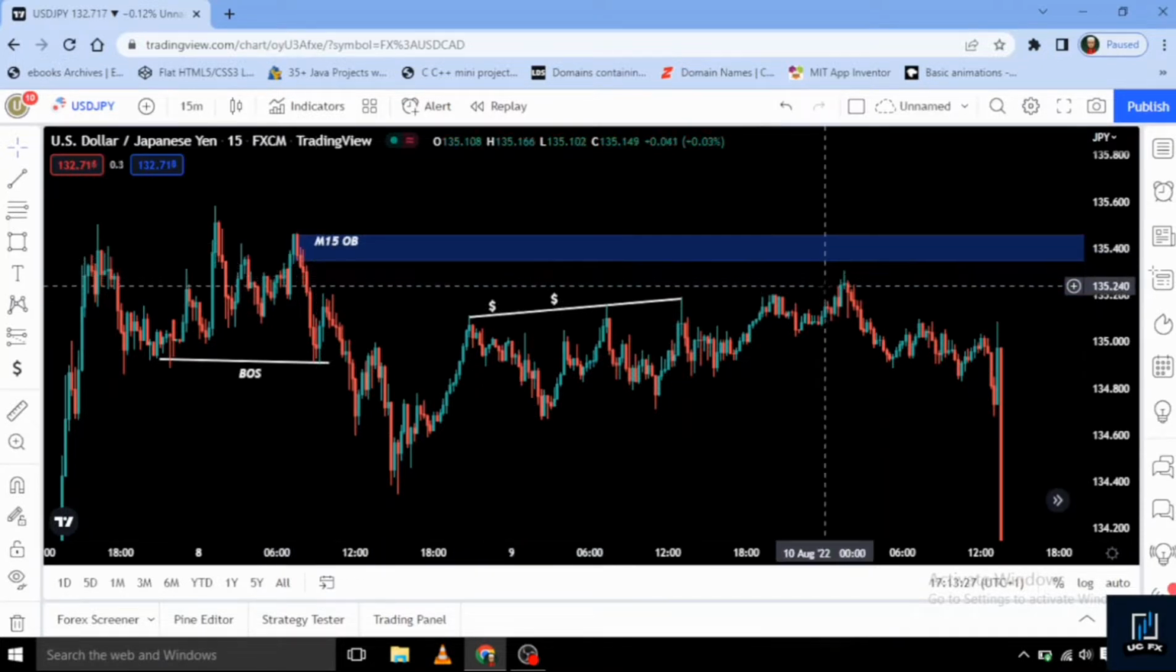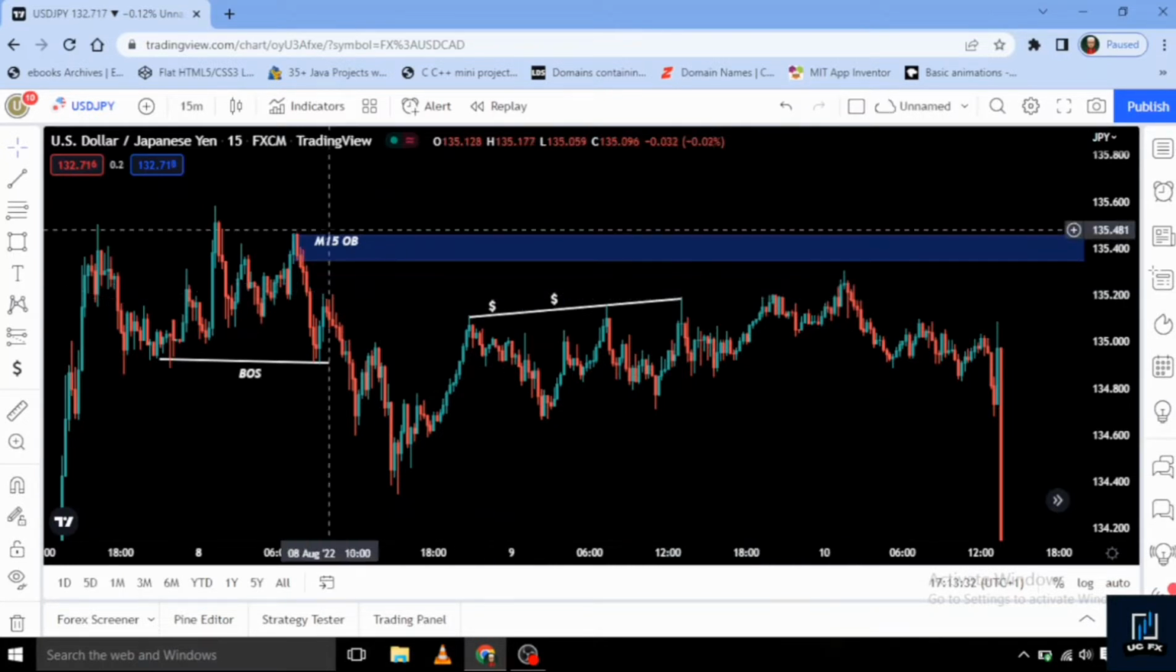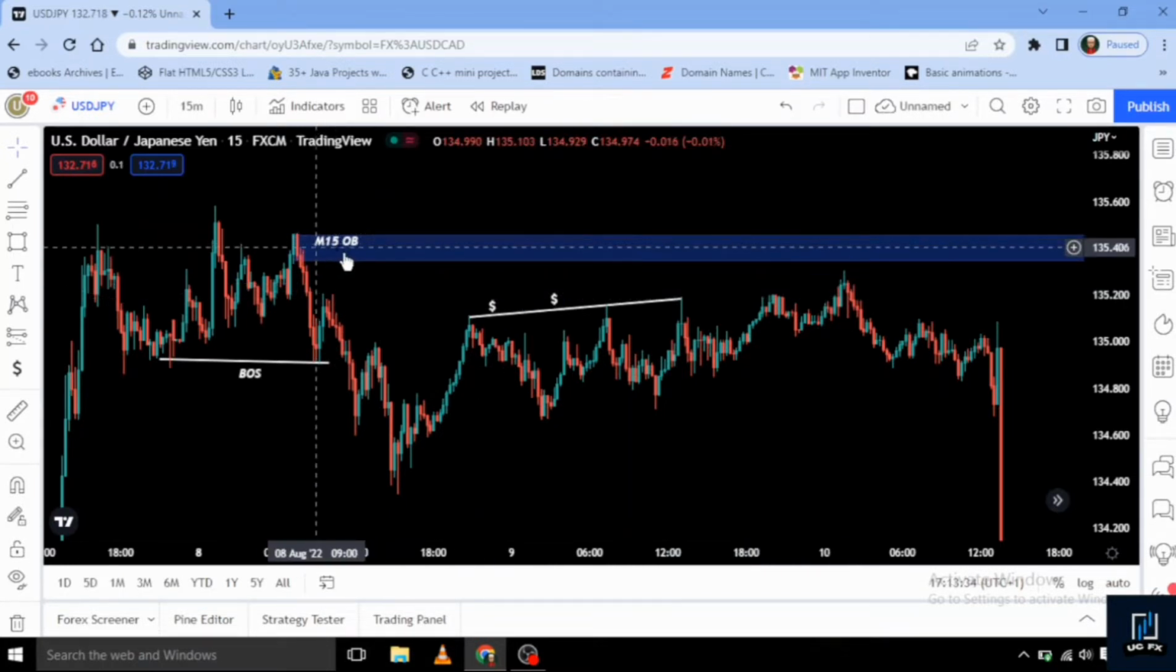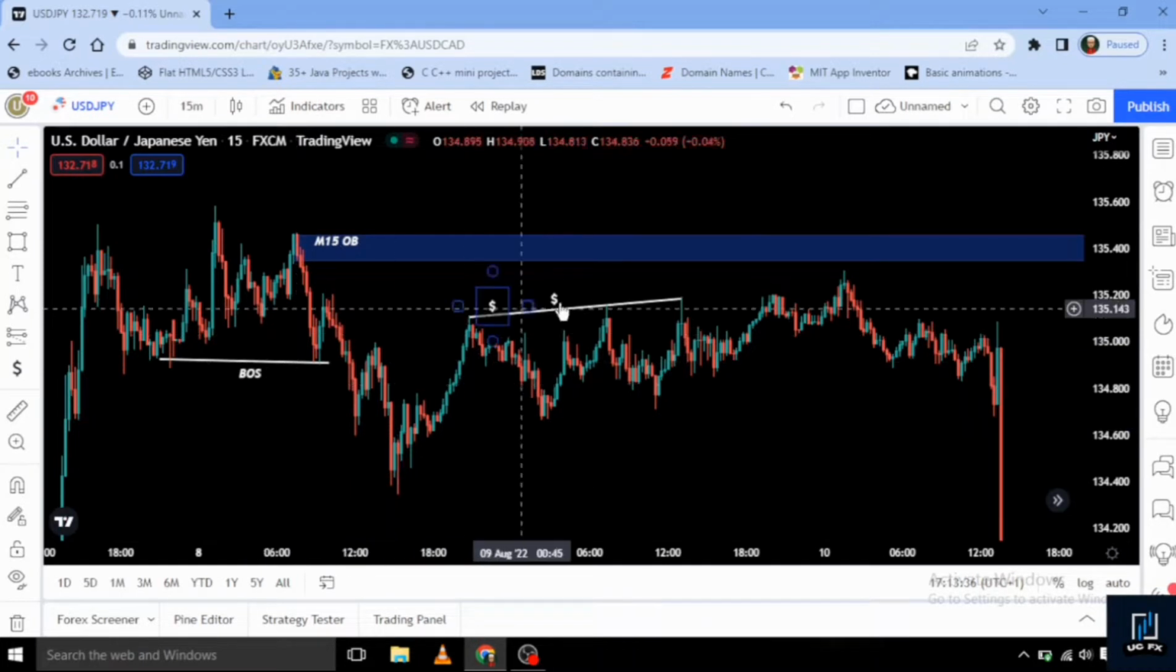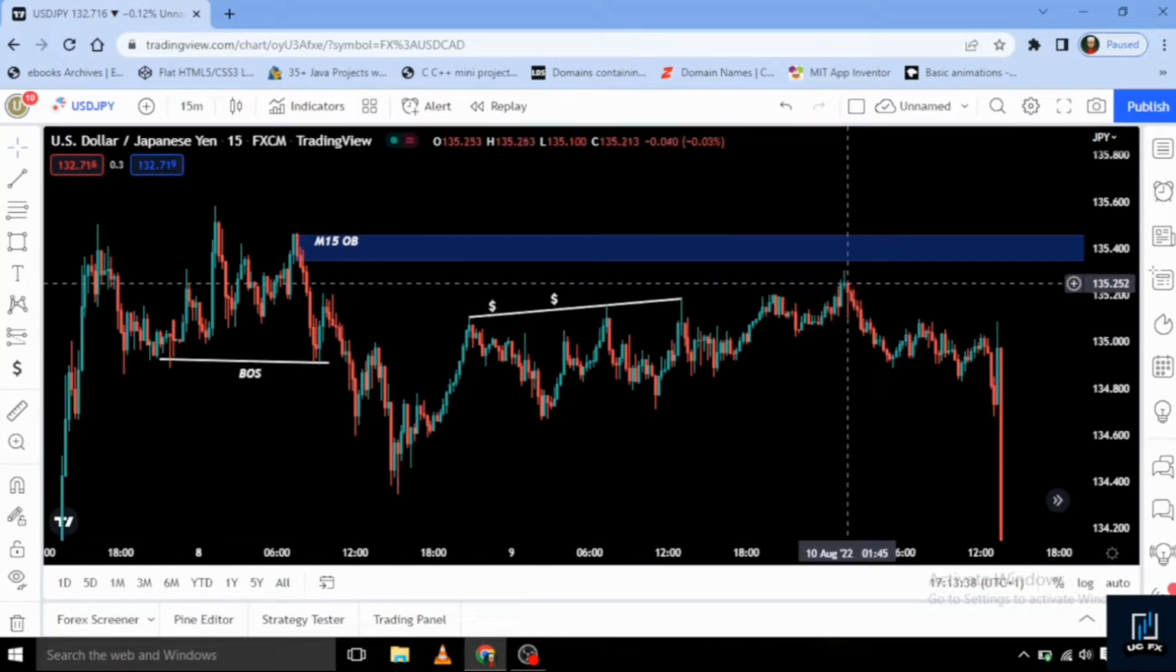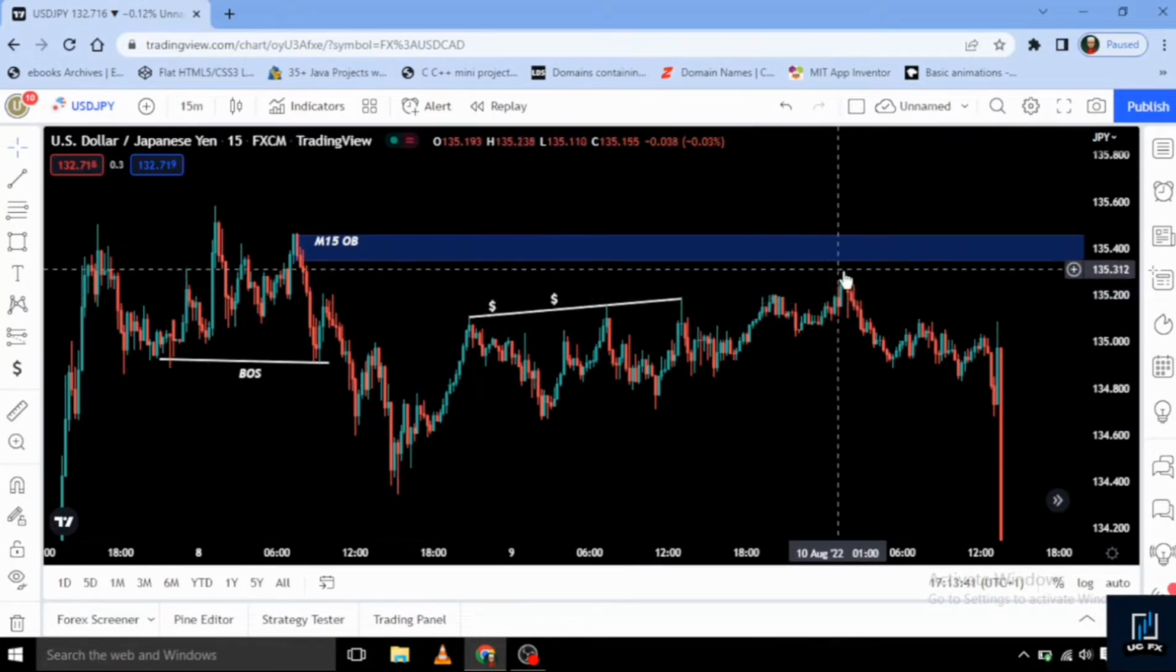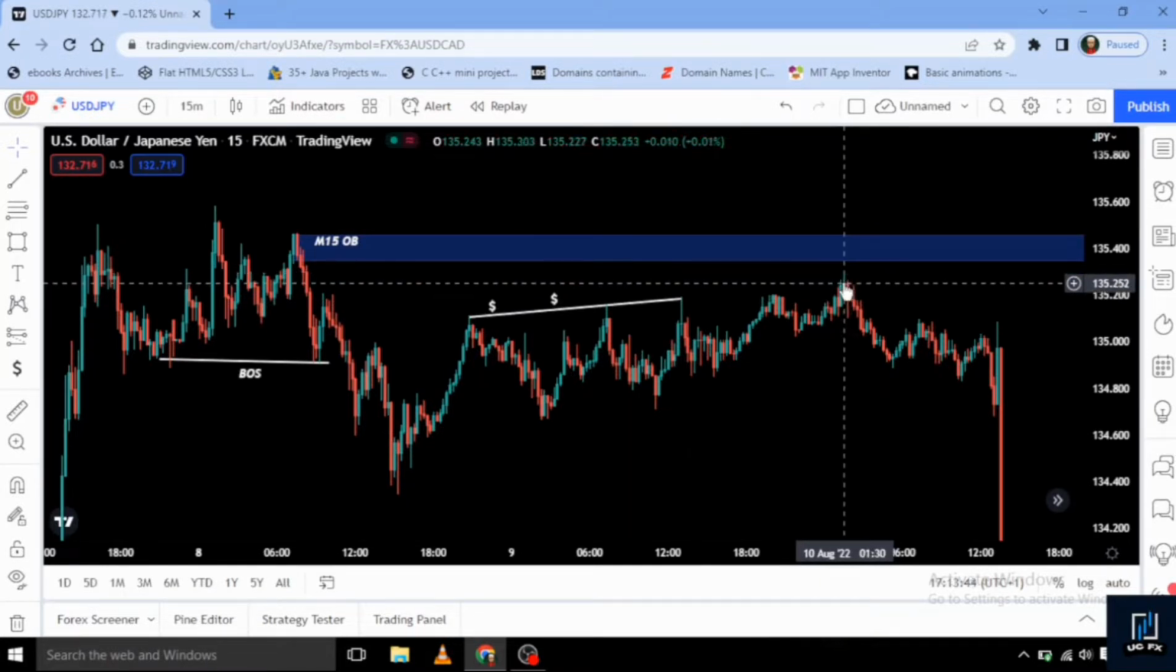So let's hop on to the M5 time frame to see if we can spot an order block, break of structure, liquidity, and stuff like that. Because this is actually where we are interested in. So this actually happened during the London New York overlap, I think, yeah.